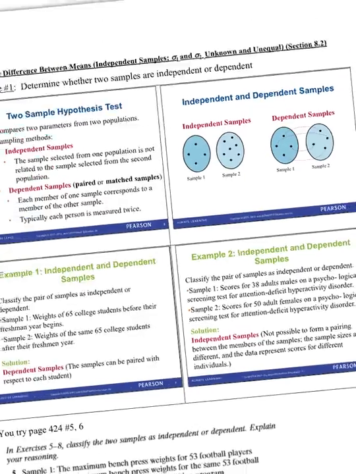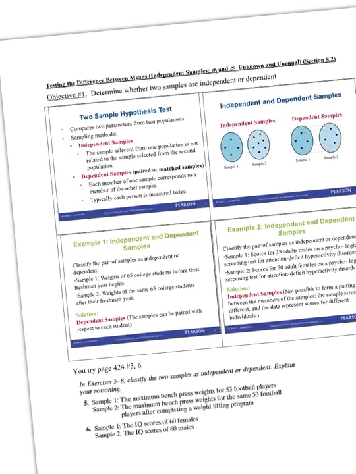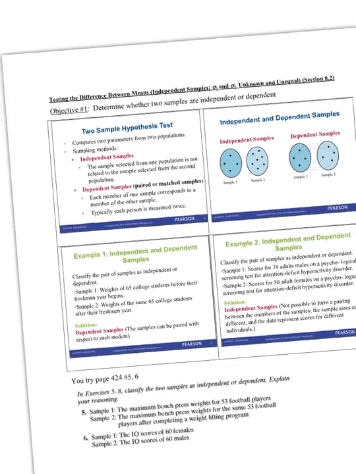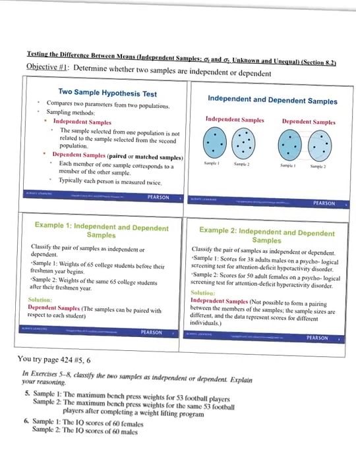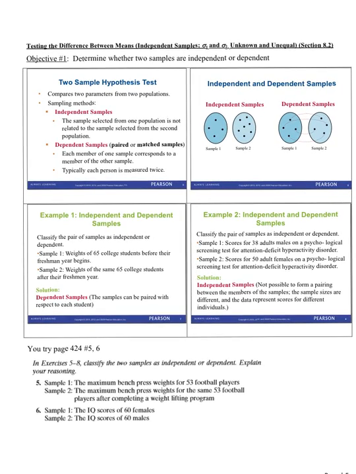Okay, and finally here on page 5, we're going to get into the first section of the chapter that we're covering, which again is section 8.2. First objective, determining whether two samples are independent or dependent.